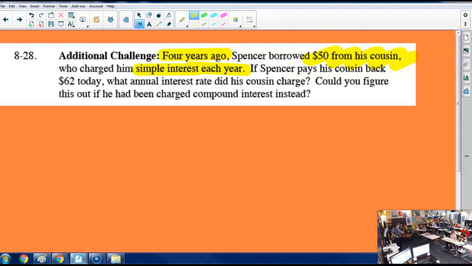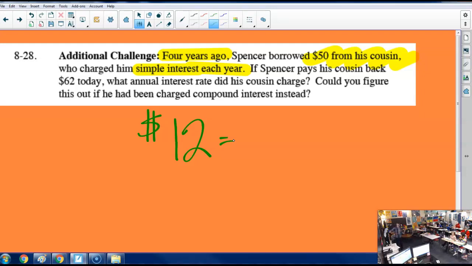10, 9, 8, 7, 6, 5, 4, 3, 2, 1. With $12 in interest being charged, what was the rate? 3. Well, that wasn't very confident.